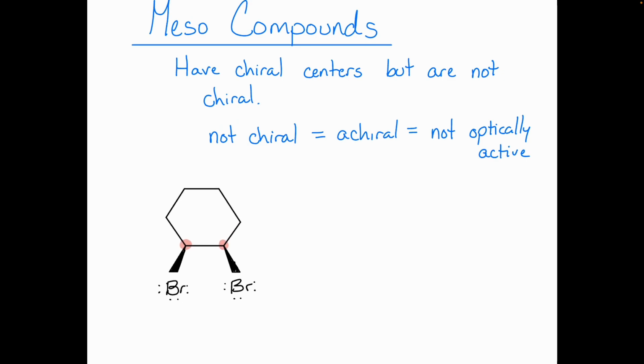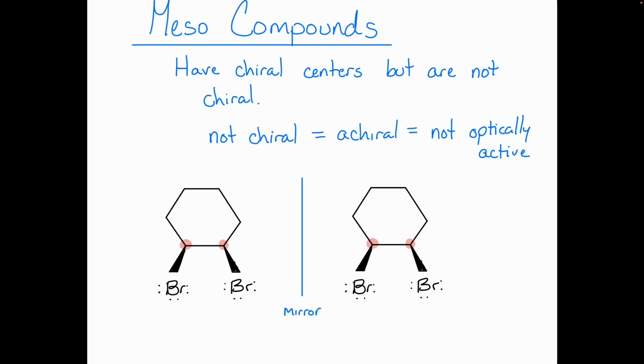But now, if we were to take this thing and draw its mirror image, you can just see that its mirror image is identical. So even though this molecule here contains chiral centers, it is not itself chiral. It is an achiral molecule. And again, these have these special fancy names, these meso compounds.